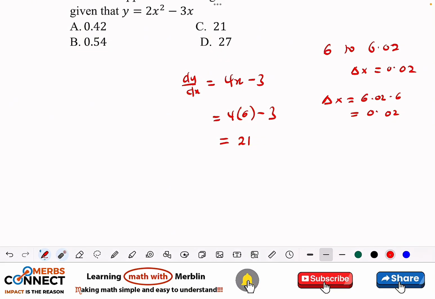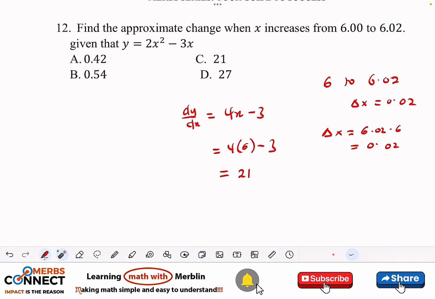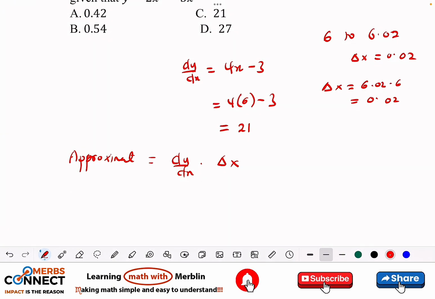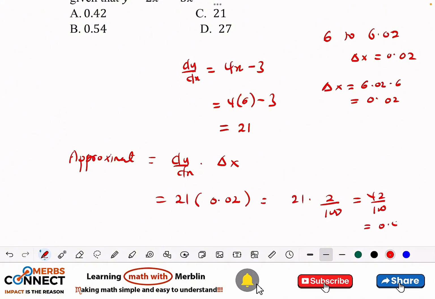So we are just going to multiply this by this, and then we are done, right? So the approximate change is equal to dy over dx times the change in x. That's basically what we are going to do. So this is going to be 21 times 0.02, and I'm not using a calculator, so I think this is the same as 21 times 2 divided by 100. 21 times 2 is 42, divided by 100 is going to give us 0.42.